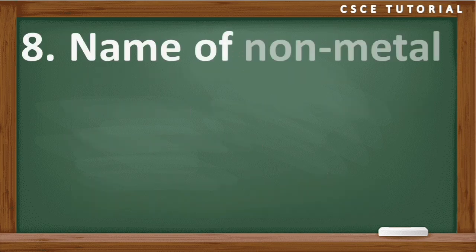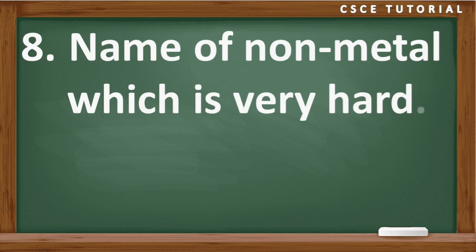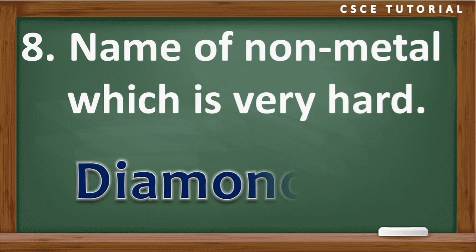Eighth, name a non-metal which is very hard. Now you have to name a non-metal which is very hard, the hardest non-metal. Its answer is diamond. Diamond is the hardest non-metal.